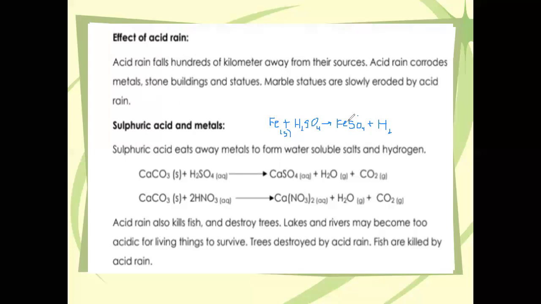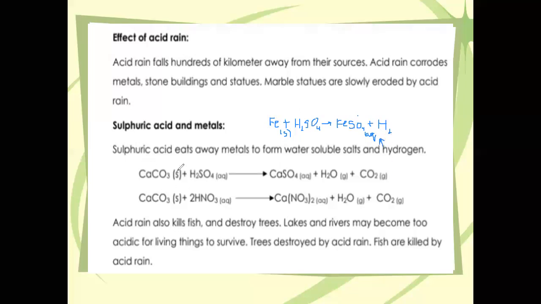It reacts with sulfuric acid, which is present in rainwater, and converts it into soluble iron sulfate. And definitely this iron sulfate will be washed out with water. So that's why this acidic rain also eats away metals to form water-soluble salts and hydrogen gas. So this statement is for this reaction.